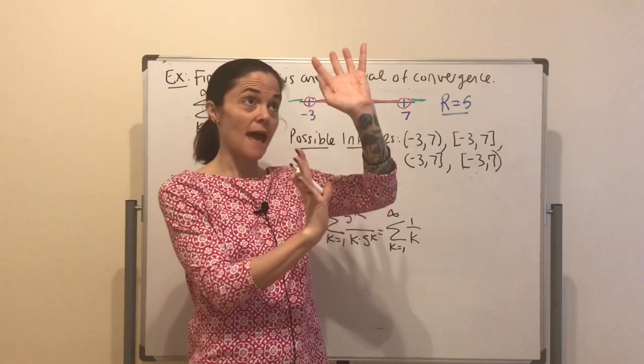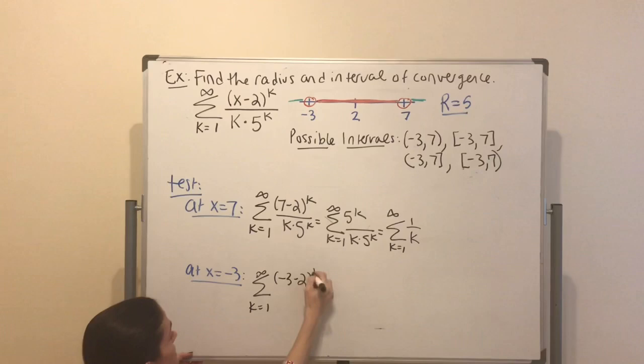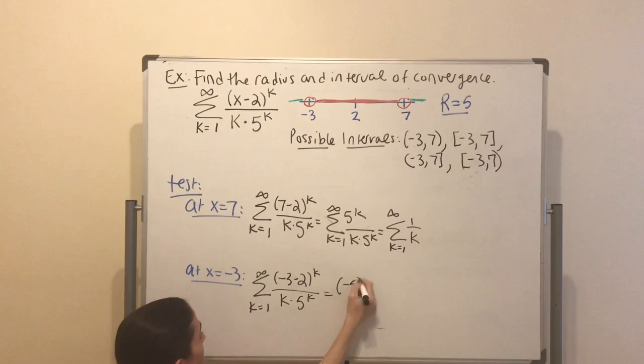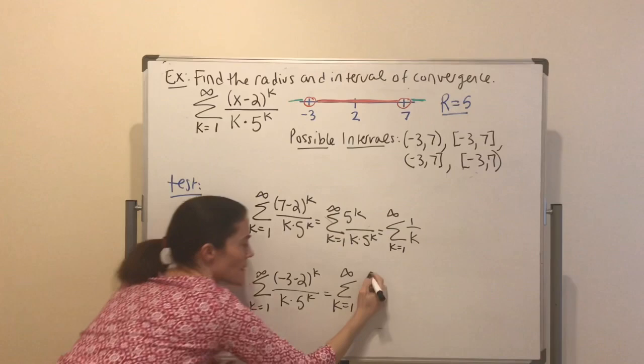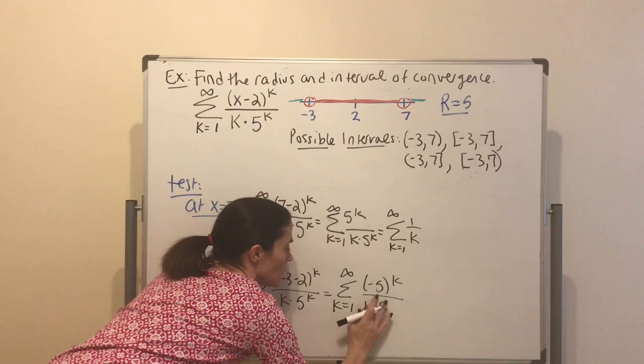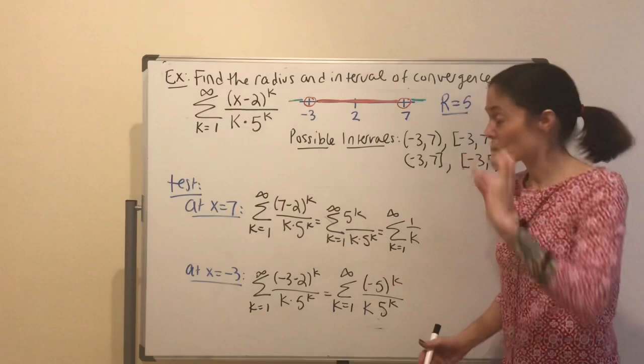So at x equals -3, I get -3 minus 2 to the k over k times 5 to the k. This is a -5 to the k. Oops, I forgot my sum again. This is a sum. Don't forget your sum as I just started to. Okay, this is -5 to the k over k times 5 to the k. Now, this divided by this, it's not -1. That is the biggest mistake I've seen on people's work before.